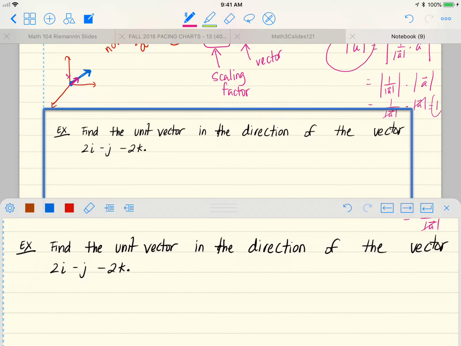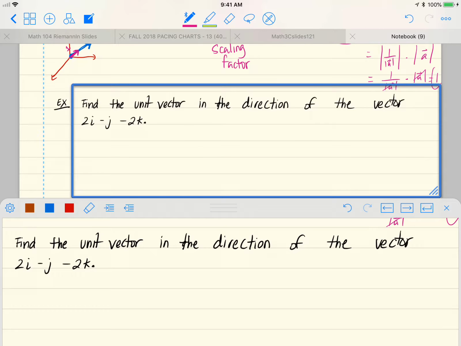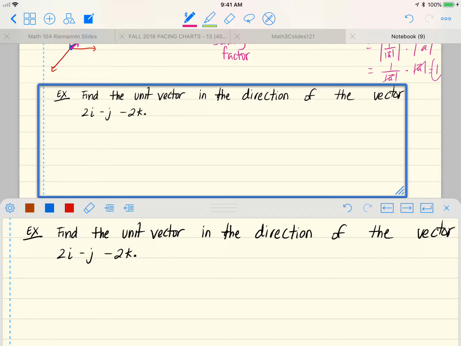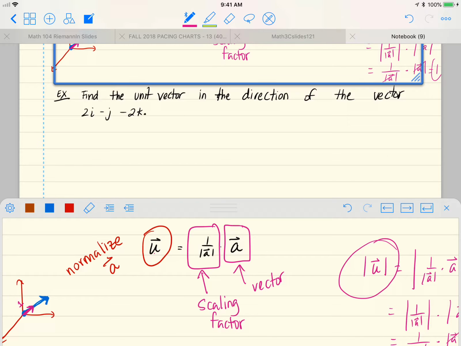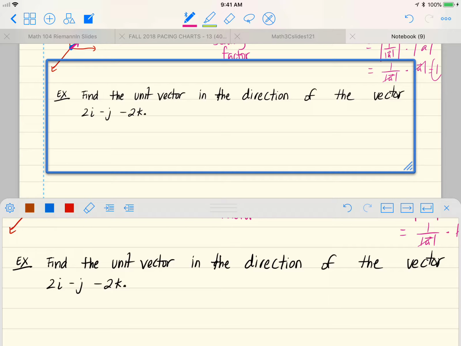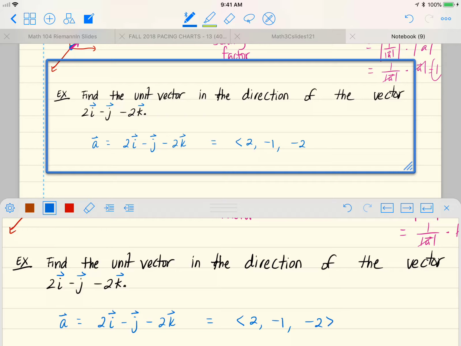Okay, so let's do this example here, which is find the unit vector in the direction of the vector 2i minus j minus 2k. Okay, so we're going to use this formula here, right? So now we've got our vector A. A is going to be 2i minus j minus 2k. And I should really put a little arrow so that we know that we're talking about vectors here. Now this is the same thing as 2, negative 1, negative 2.